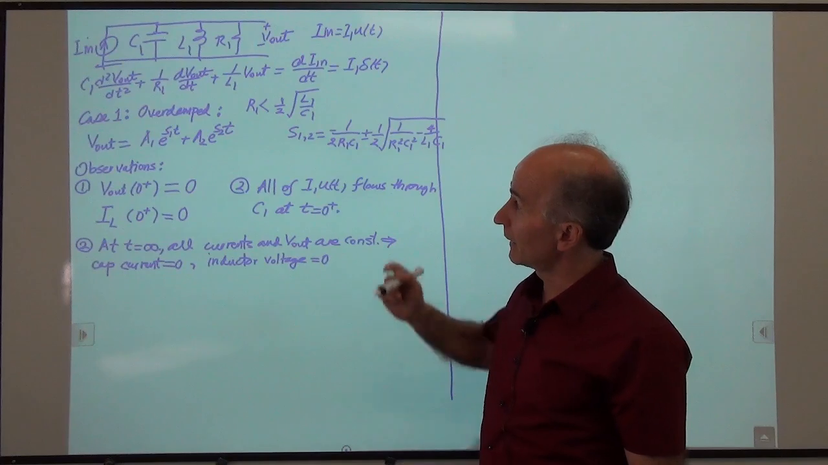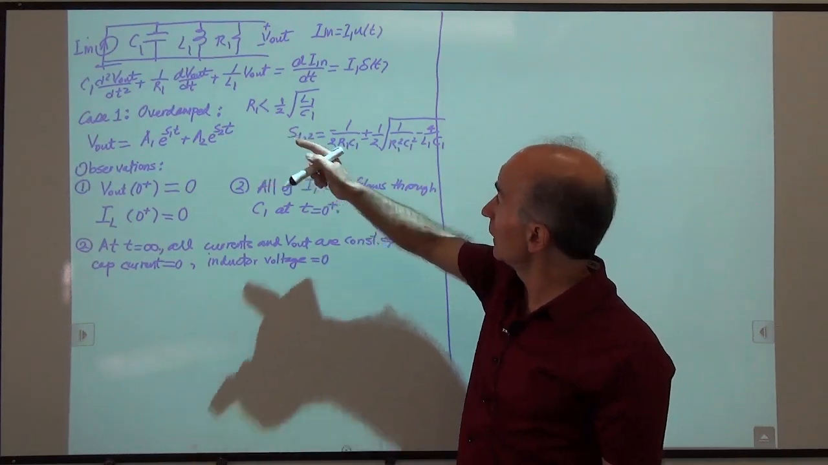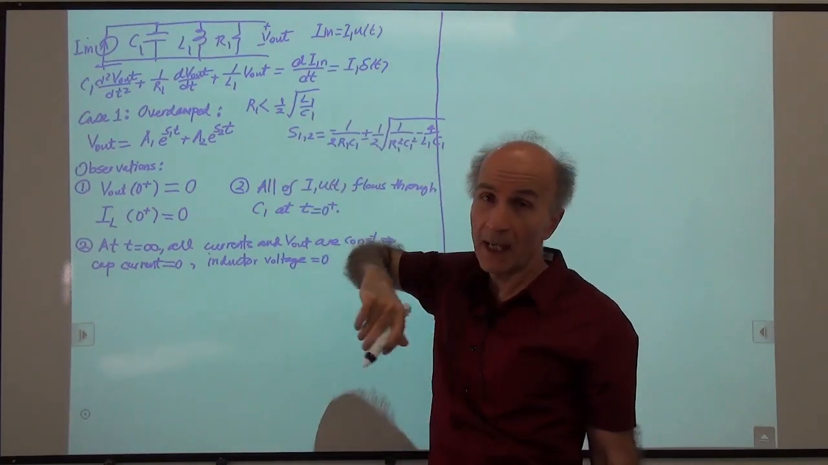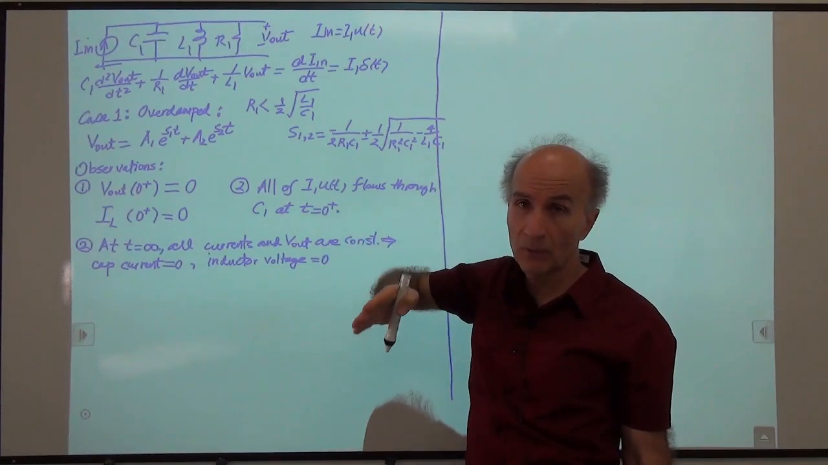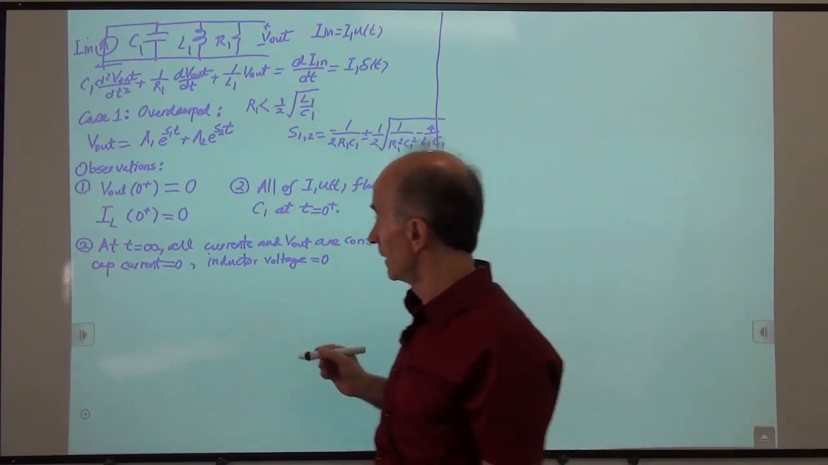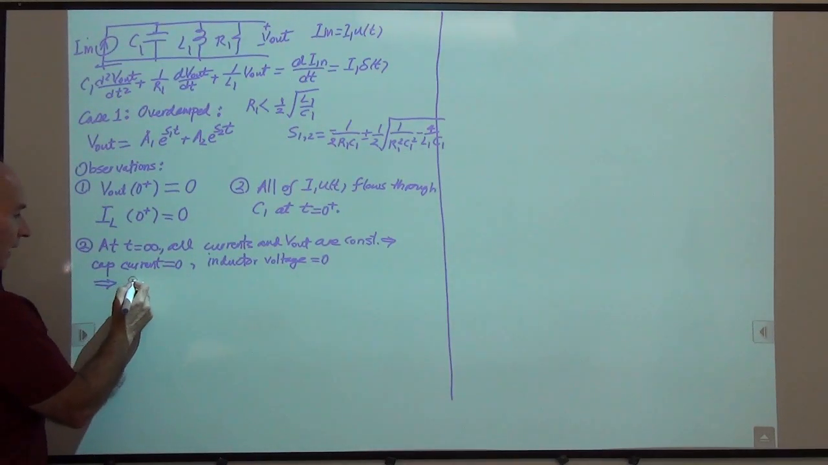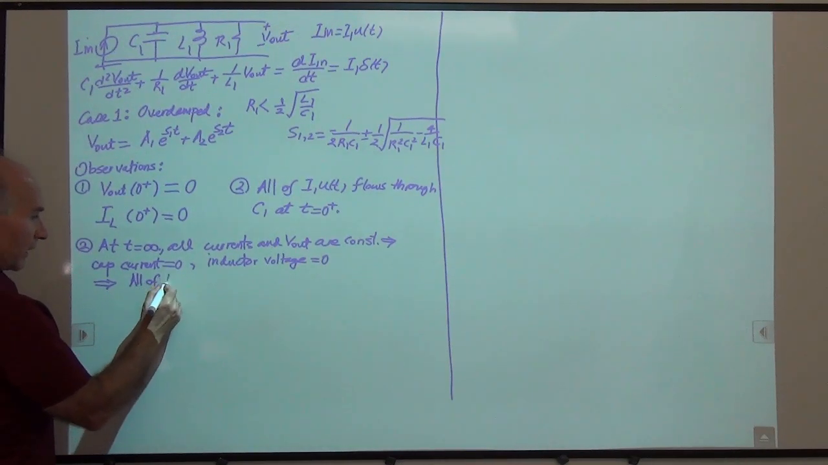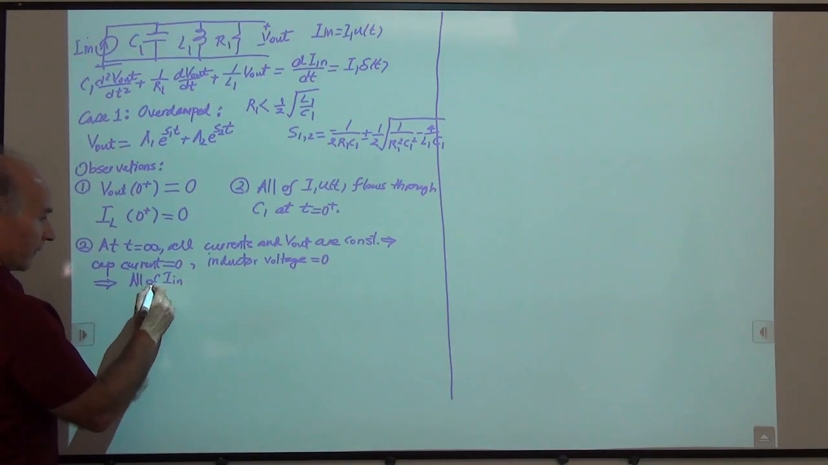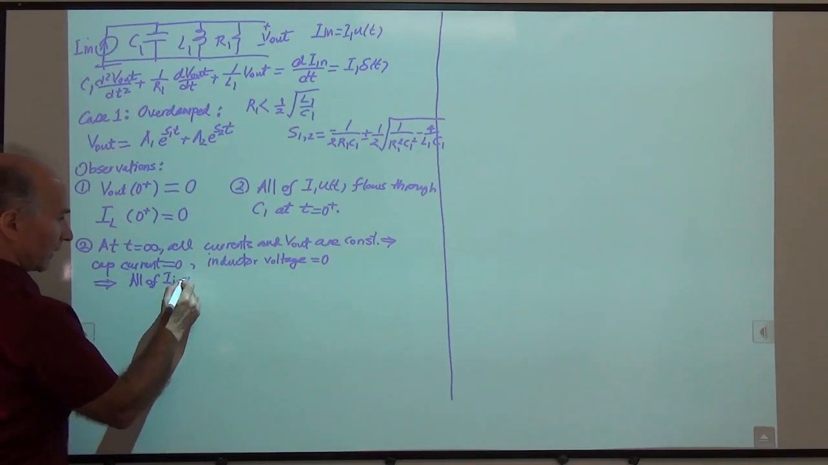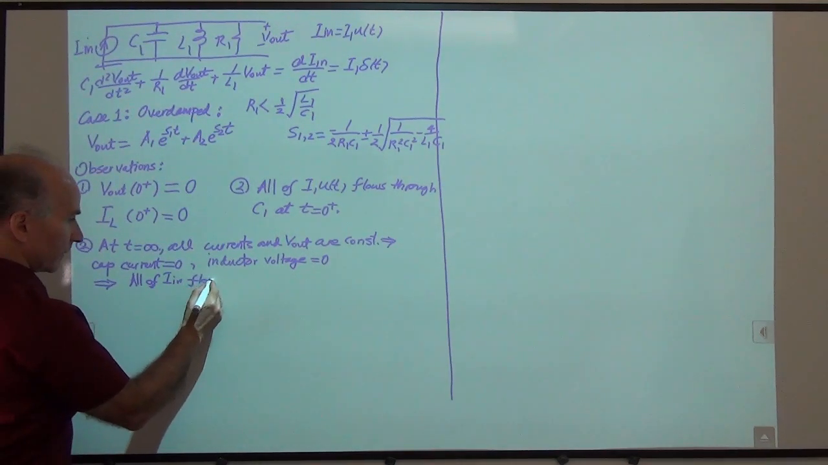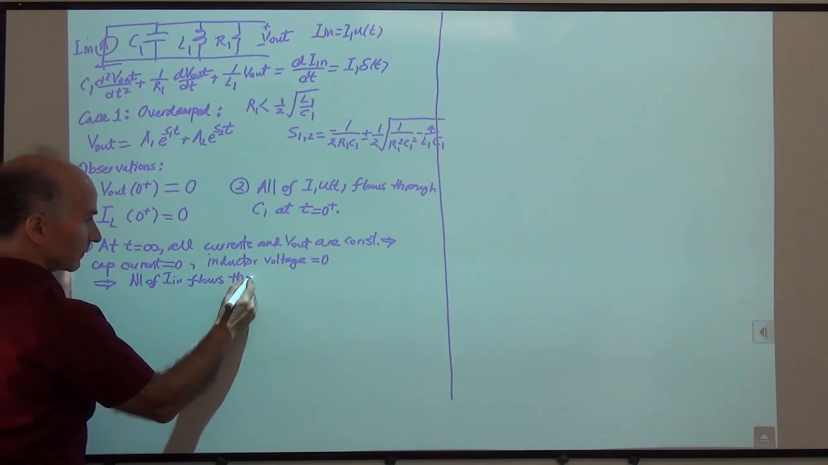So that means that the value of I in, which is I1 at time infinity, has to entirely flow through L1. So the important result here is that all of I in, which is I1 U of t, flows through L1.